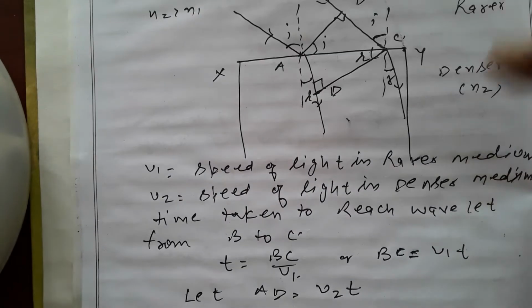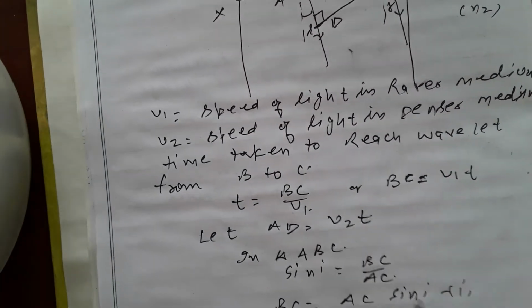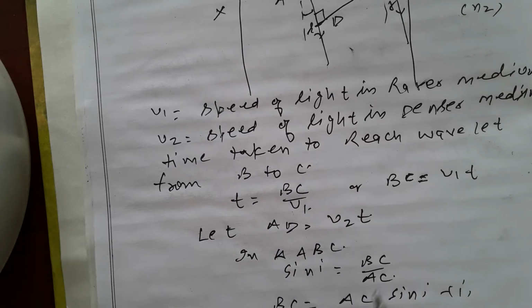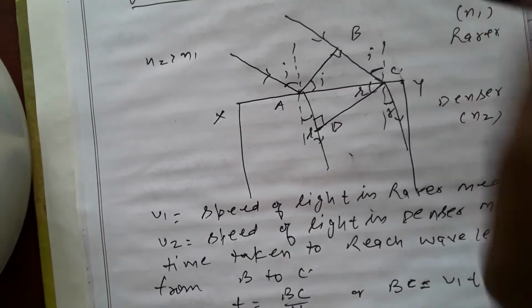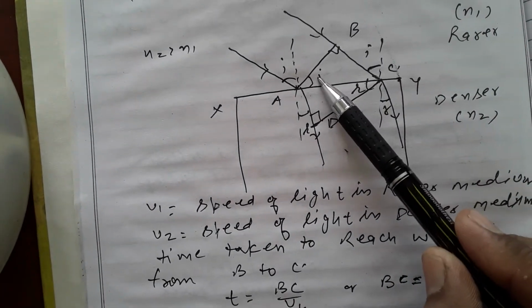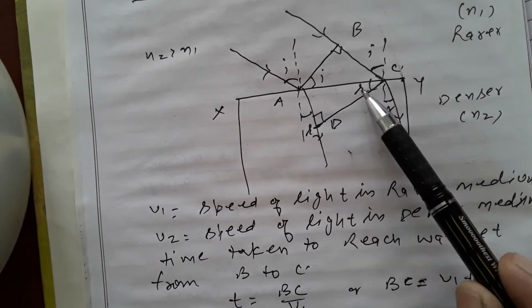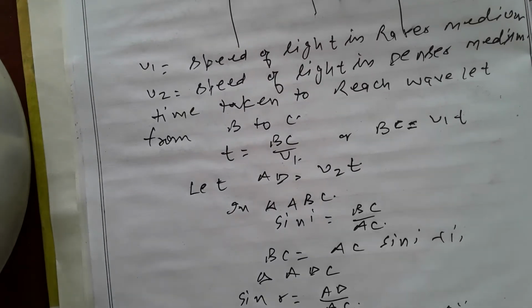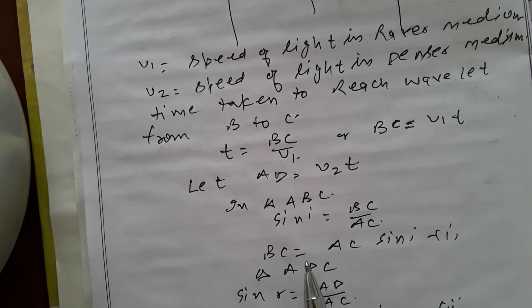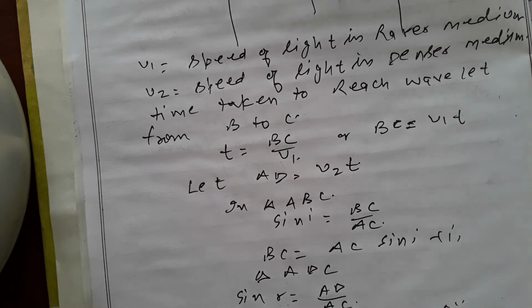Now, join C to D. So AD is equal to V2T. Now, in triangle ABC, we can write sin i equals perpendicular upon hypotenuse, BC upon AC. In triangle ADC, we can write sin r equals perpendicular upon hypotenuse, AD upon AC. So from here, we can find the value of BC is equal to AC sin i. In triangle ADC, sin r is AD upon AC, so AD is equal to AC sin r.